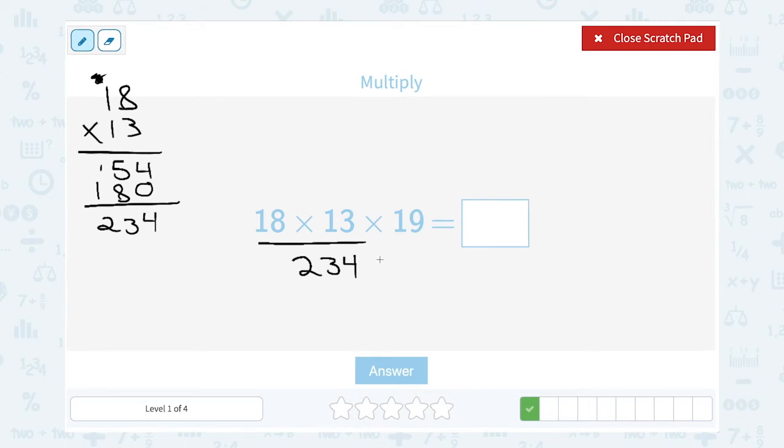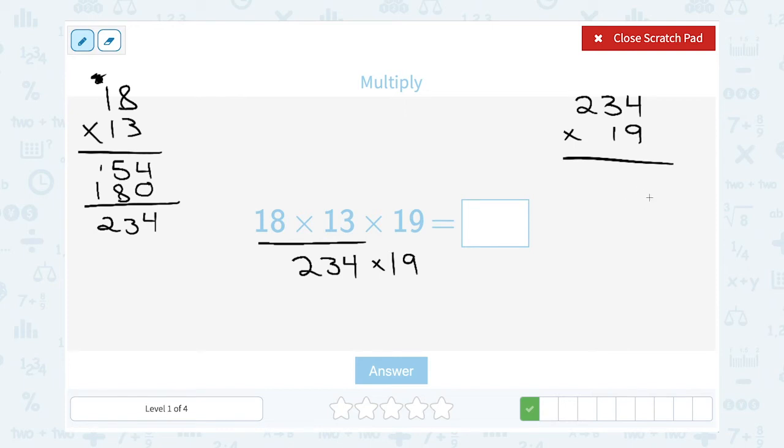Now I still need to take that 234 and multiply it by 19 to figure out my final answer for this whole thing. Okay, well you could either keep going here. I'm going to rewrite it so it doesn't look too crazy and confusing. Let's say 234. I'm going to multiply that by 19. All right, well, just like I did in the other problem, I'm going to take the 9, I'm going to multiply that by all 3 terms.